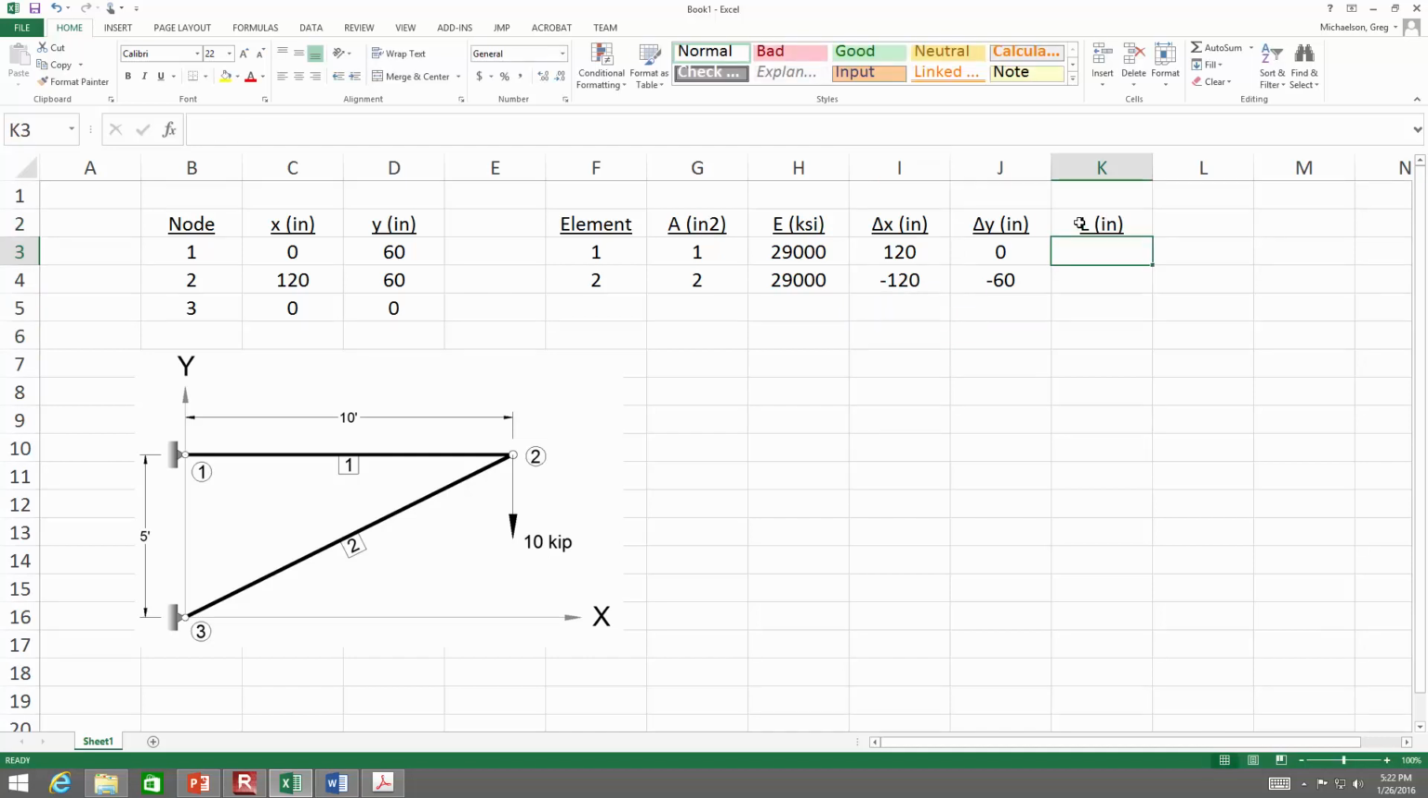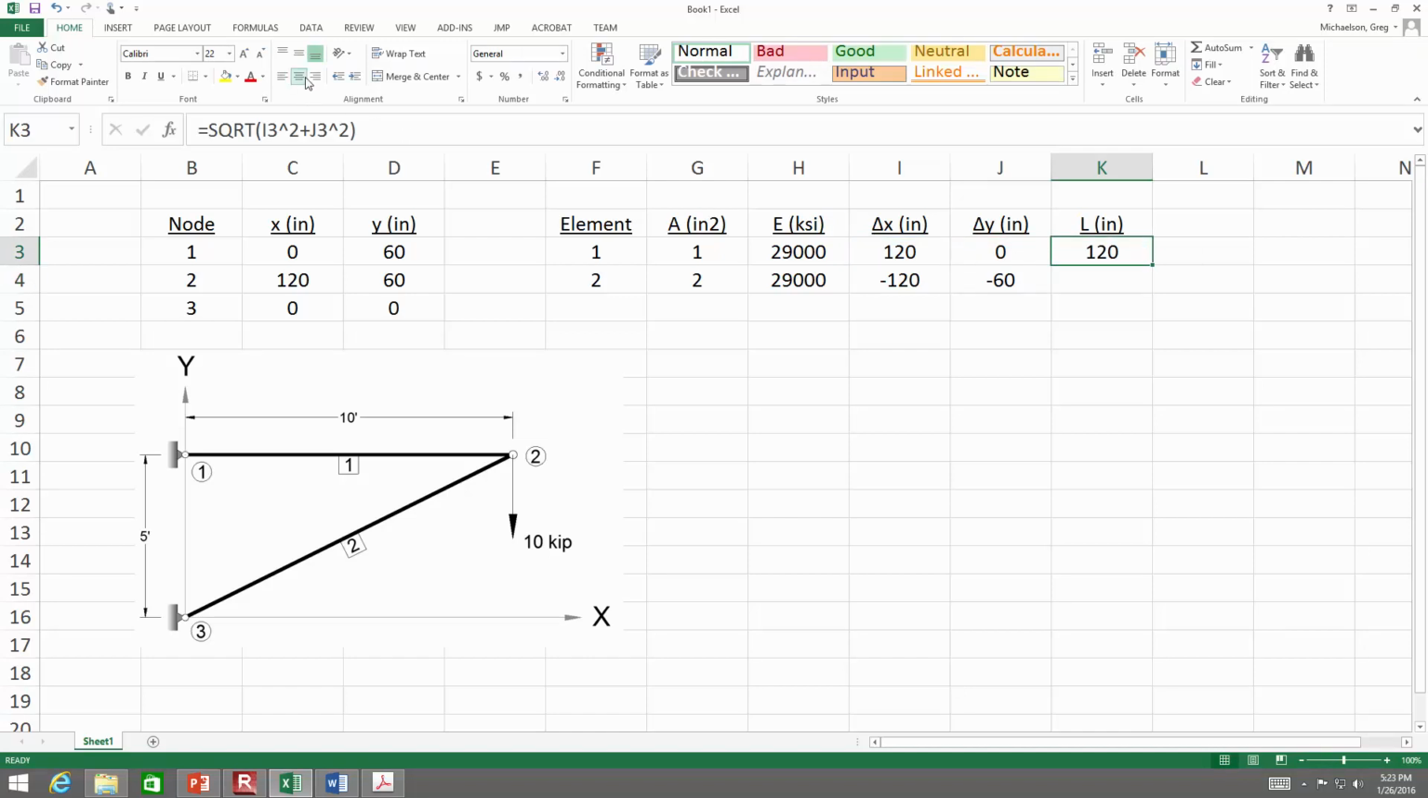Okay. So now what I'm going to do is calculate the length. How do I calculate the length using delta x and delta y? If I have a triangle and I know the measurement of this leg and this leg, how do I calculate the length of the hypotenuse? Pythagorean theorem. There you go. So watch what I'm going to do. I'm going to say equals square root of this squared plus this squared. Simple, right? It's just Pythagorean theorem. Everybody all right with this?